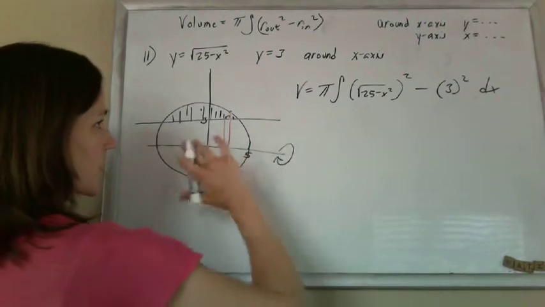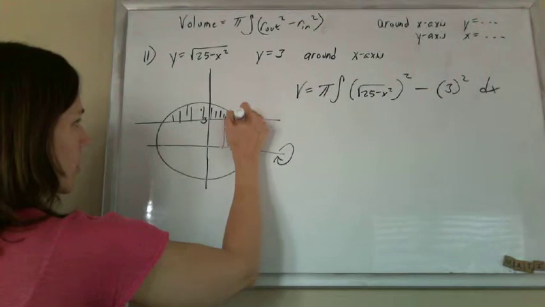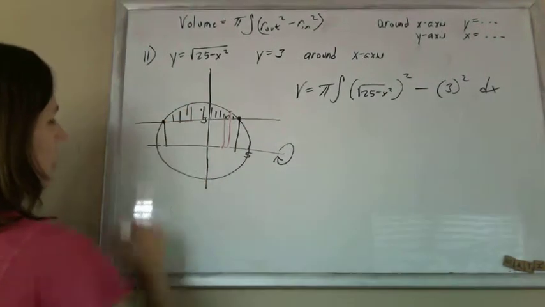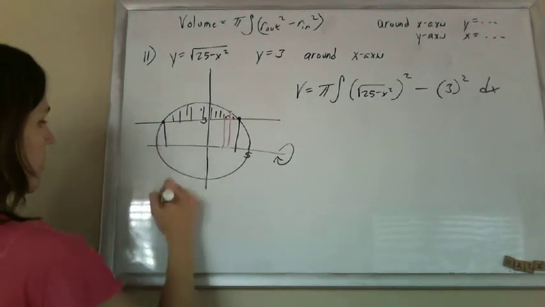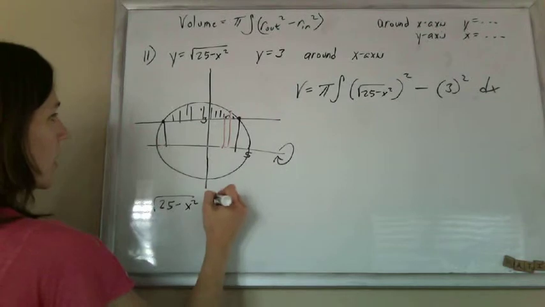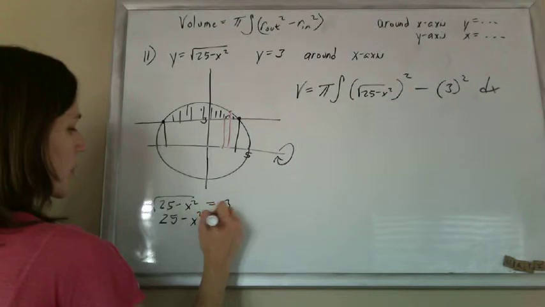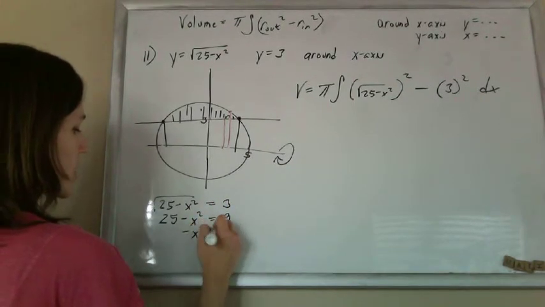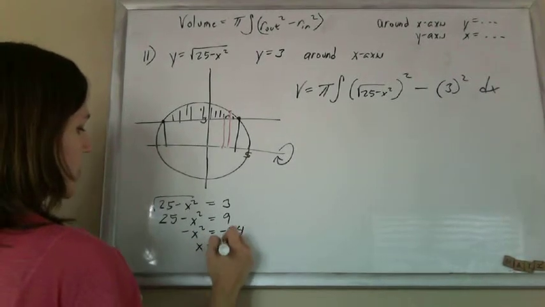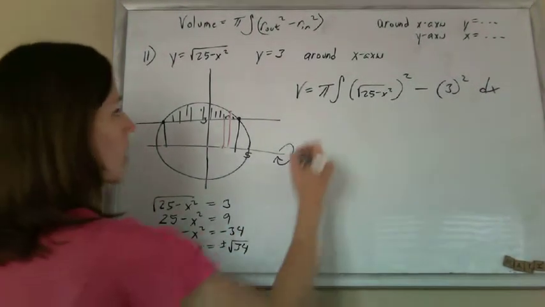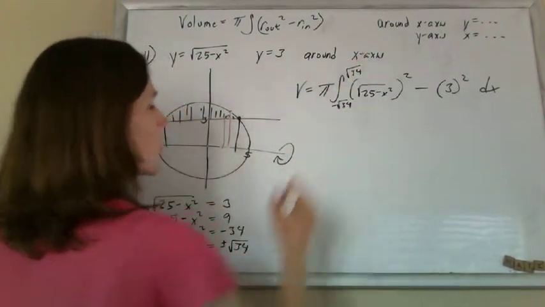Since it's all with x's, what are the x's doing? They're going from here to here. So we need to figure out those intersection points. We need to figure out where our function, the square root of 25 minus x squared, equals y equals 3. If you square both sides, 25 minus x squared is 9. So minus x squared equals minus 34. So x is going to be plus or minus the square root of 34. Gross. So we're negative square root 34 down there, positive square root 34 up there.